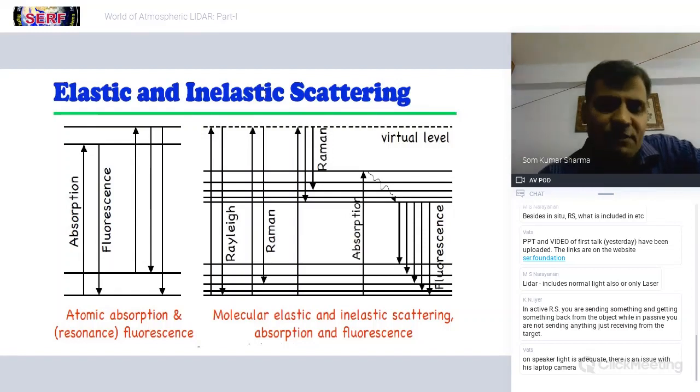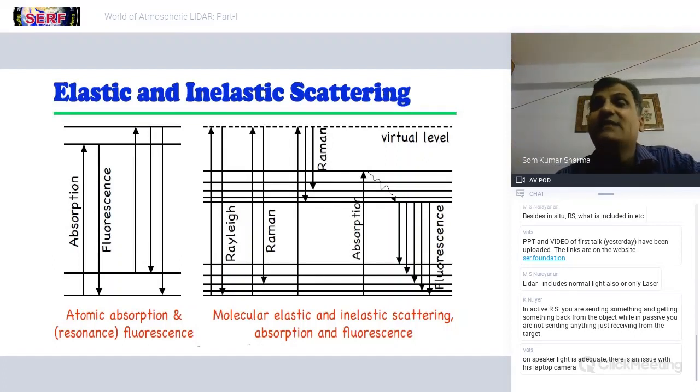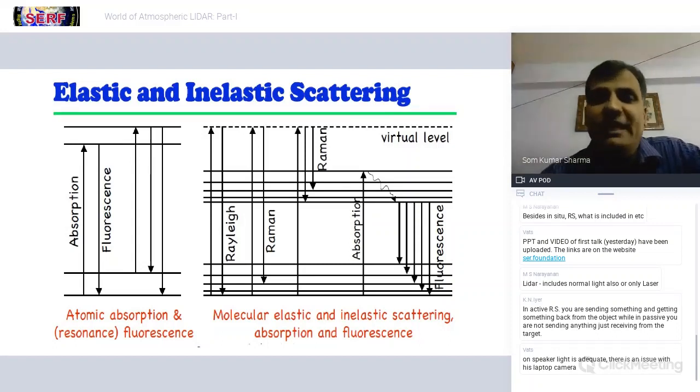Then there is Mie scattering, which is again elastic scattering. Mie scattering takes place when the size of the scatterer is a little bigger than in the neutral atmosphere. So if the size of the scatterer is comparable to the wavelength, then basically Mie scattering takes place.